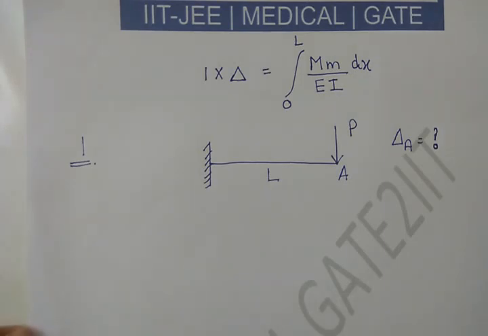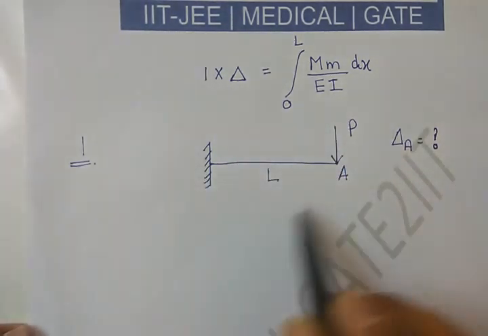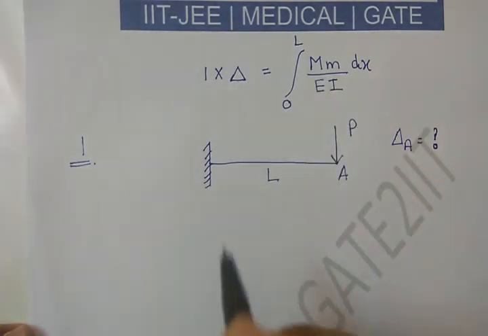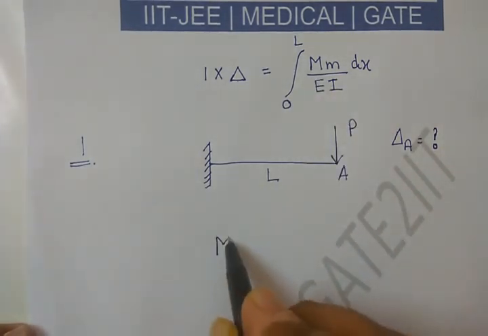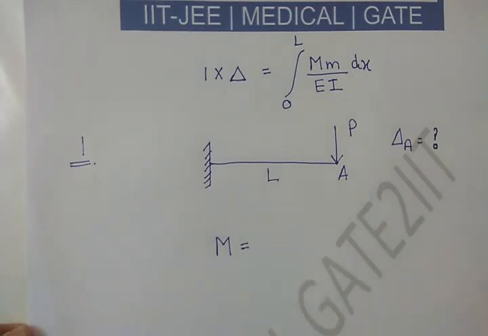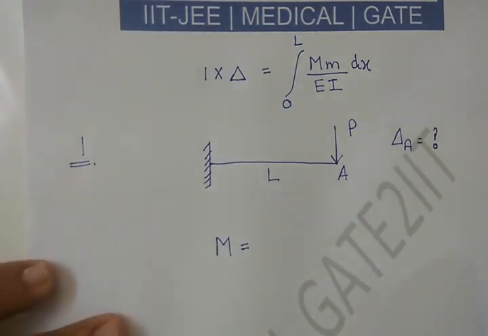Alright, so what we'll do, this is the original beam. This original beam will give me capital M. So I'll write capital M for this. Now many people have doubt in this: what is the sign convention we need to follow, and which one is positive, which one is negative?